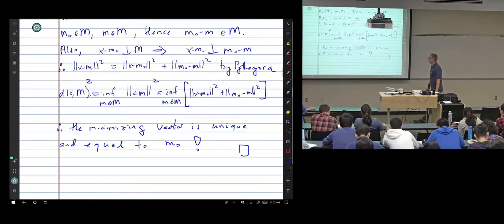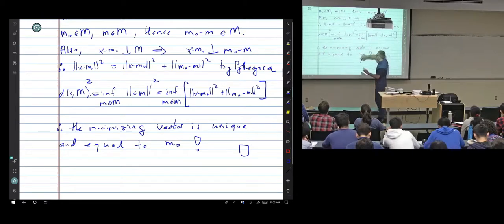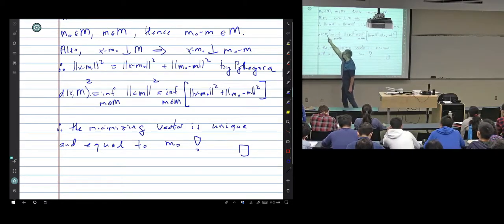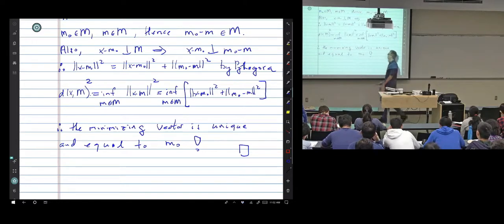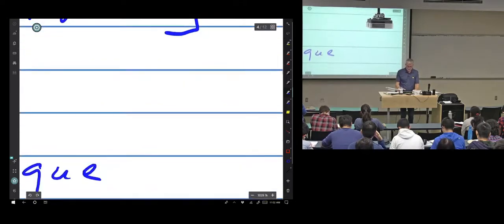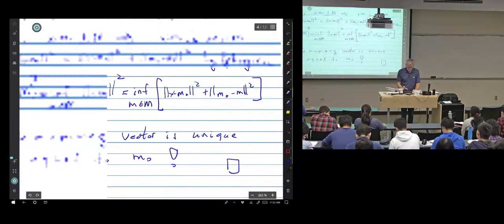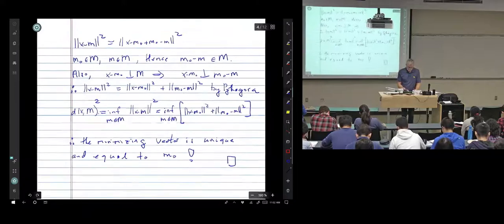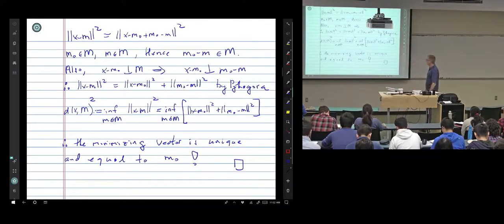Okay, so once I have X minus M0 orthogonal to M, the Pythagorean theorem makes it very easy to establish that there's no other vector that gets me anything smaller. So this is the minimizing solution. Oops. Hate it when that happens. I guess that's a feature. Can't be a bug.